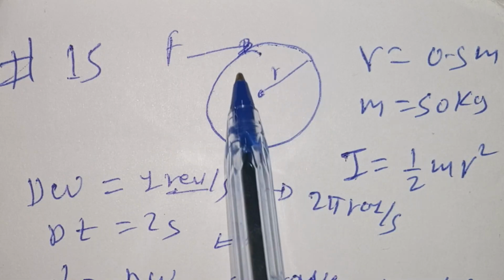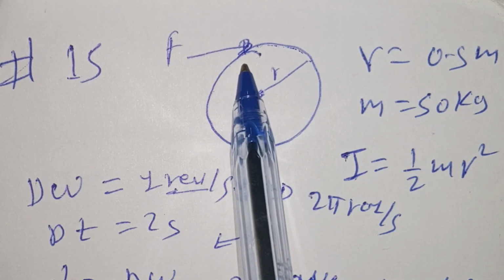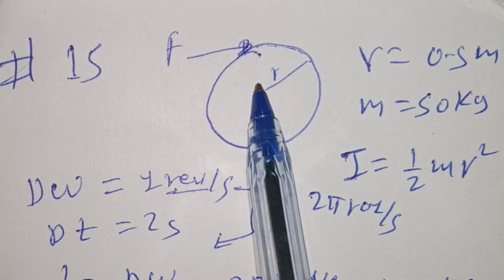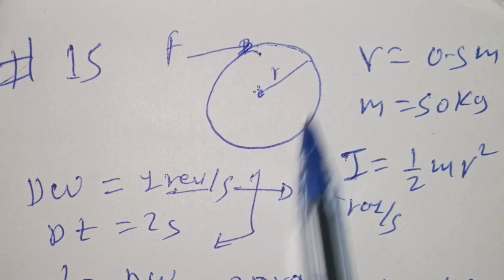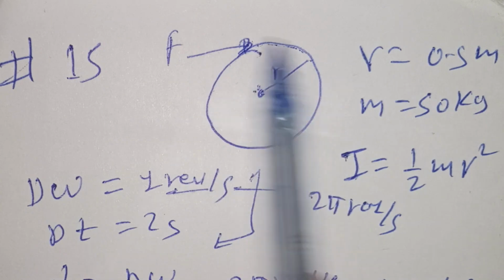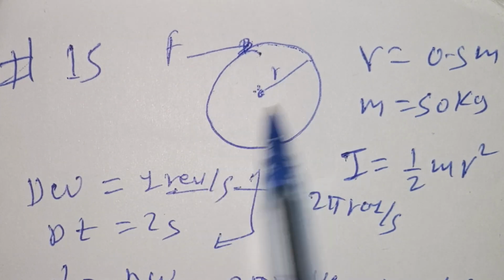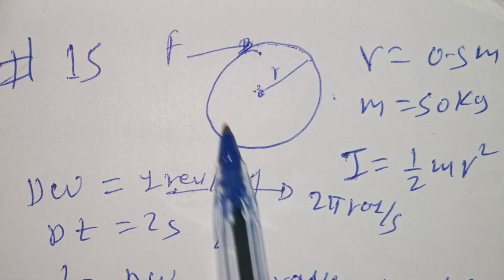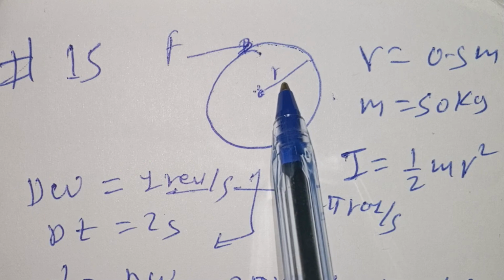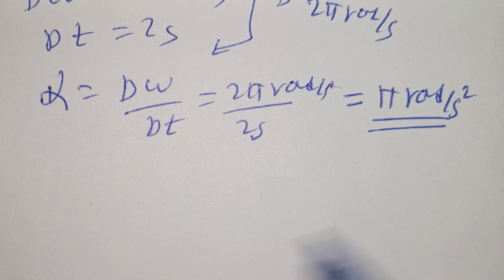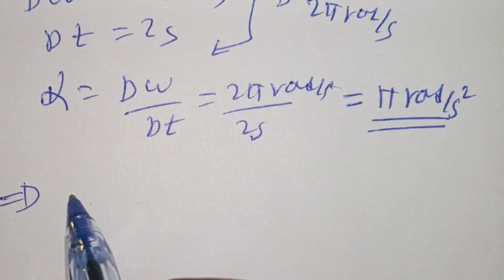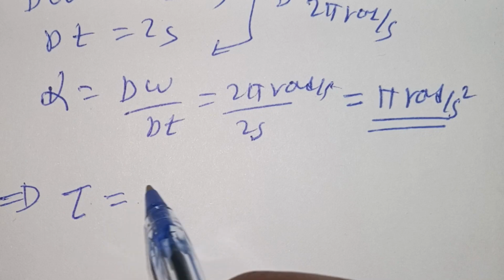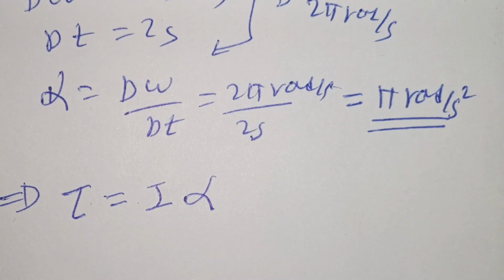Since the force is acting perpendicular to the radius at the rim of the disc, the disc will gain angular acceleration. That means angular velocity is increasing each time. So then what is the value of the torque that the disc can gain? We can use Newton's second law in rotational motion, which says the torque is always equal to the moment of inertia times the angular acceleration.